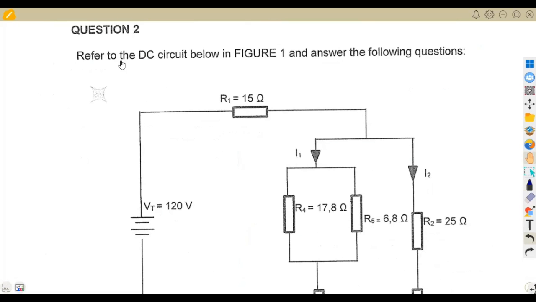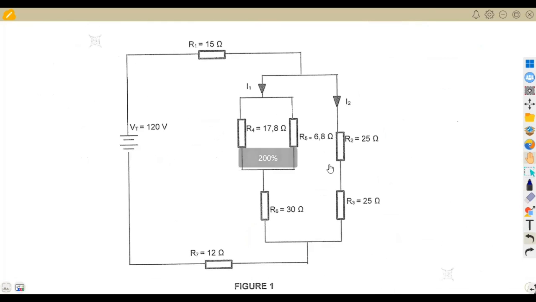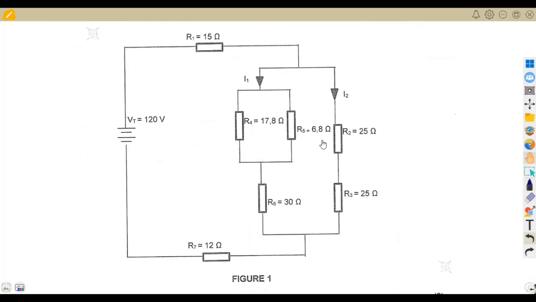Question 2, we are given to refer to the DC circuit below in Fig 1 and answer the following questions. All right, so this was our DC circuit. This one is so big. Anyways, let's have it this way.